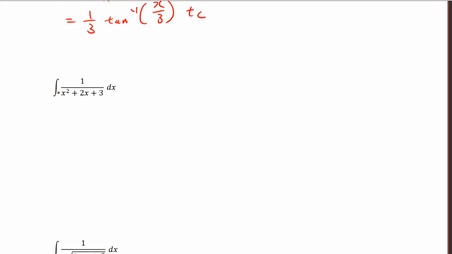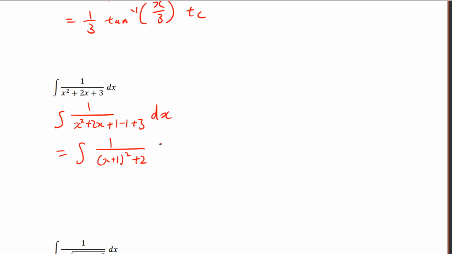If I take my denominator and I complete the square, I'll have 1 on x squared plus 2x. So when completing the square, I take the coefficient of the x term, 2, I half it, gives me 1, and I square 1, which gives me 1. So I add and subtract 1 like this, and then I have 1 on x squared plus 2x plus 1 is a perfect square. It's x plus 1 squared. And then minus 1 plus 3 is plus 2.